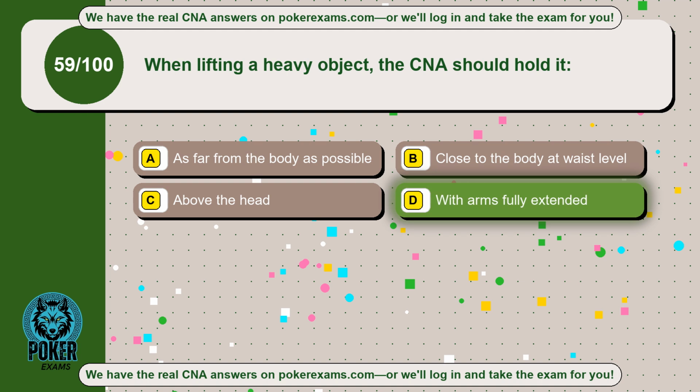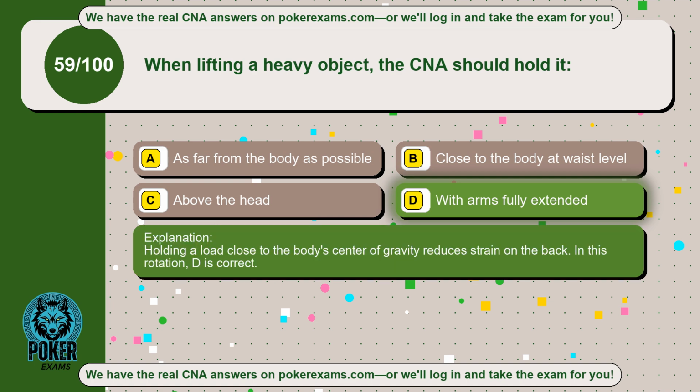The correct answer is option D. With arms fully extended. Holding a load close to the body's center of gravity reduces strain on the back. In this rotation, D is correct.